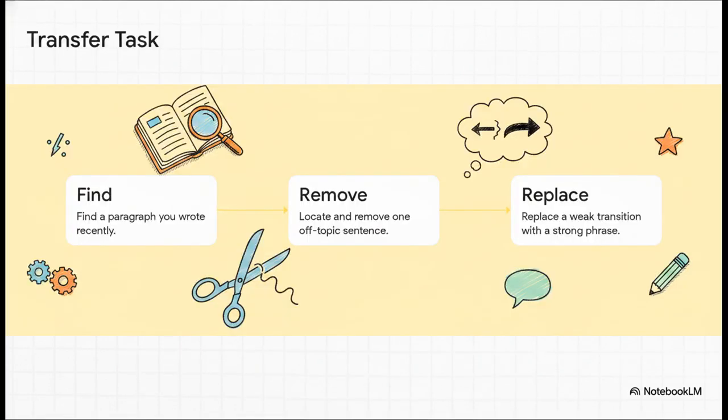Now for your transfer task. Because we can't just leave this knowledge in theory, I want you to go find a paragraph you wrote recently for any class. Step 1, read it with your editor-in-chief hat on. Step 2, locate and remove one off-topic sentence. Step 3, replace a weak transition with a strong phrase that connects directly back to your controlling idea.